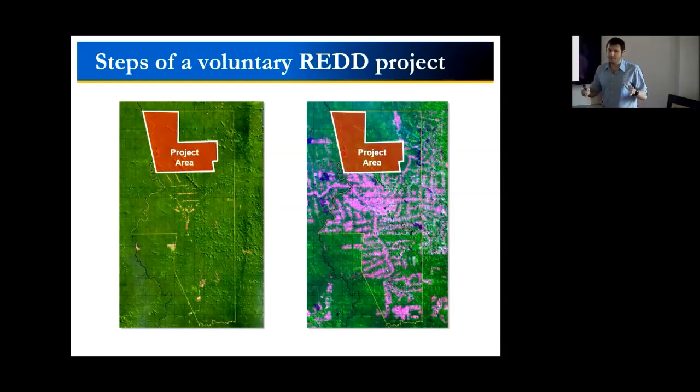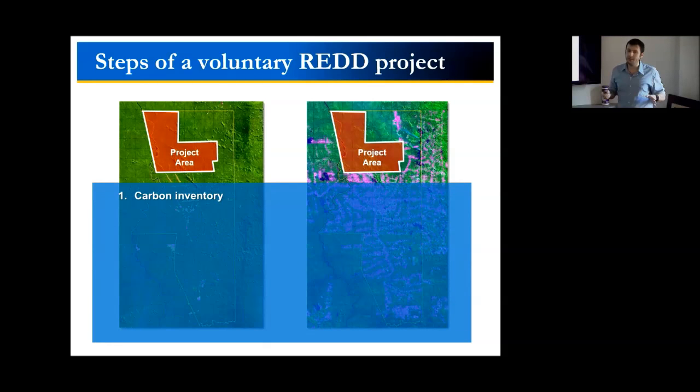Here are some steps that you need to follow if you're developing a REDD project. This is an image from a real project, by the way. So this is the current condition of the landscape. Those patches here represent deforestation, and here is probably 10 years back. So you can see that there is a major threat of deforestation to this project area, or at least it looks like.